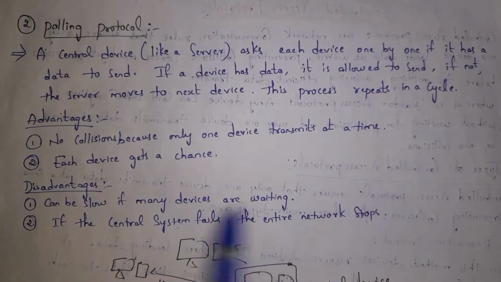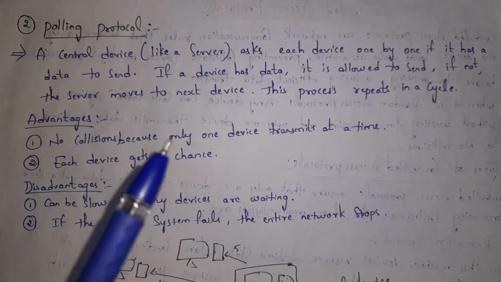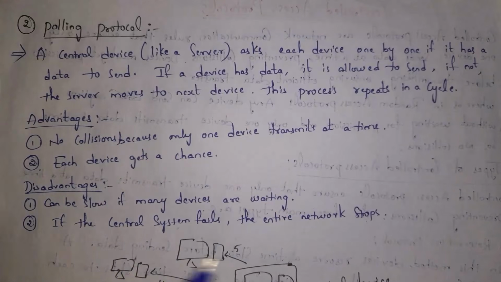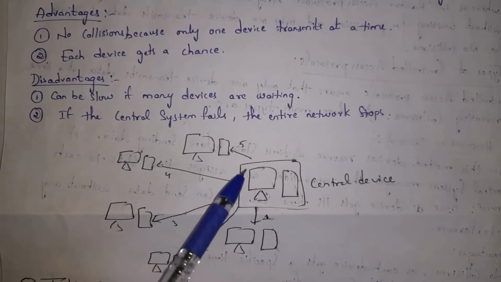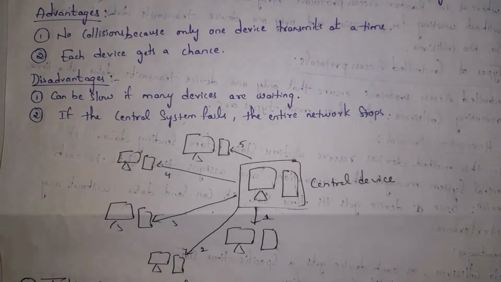These are the advantages of the polling protocol. A server will call each device one by one, so there will not be any collisions. And the next advantage is that the server will give a chance to each device to send data. And these are the disadvantages. Because the server calls each device one by one, the polling protocol is slow. And if the central system fails, devices cannot send data.